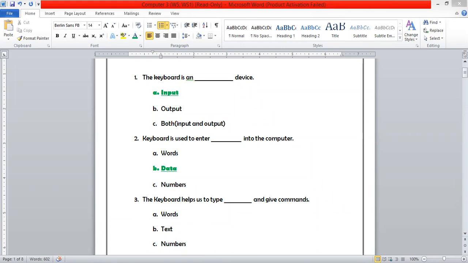Both these things are included in that. Okay, very good, Abdul Aziz. So the right answer is text. The right answer is text, because in the text, words and numbers both are included.